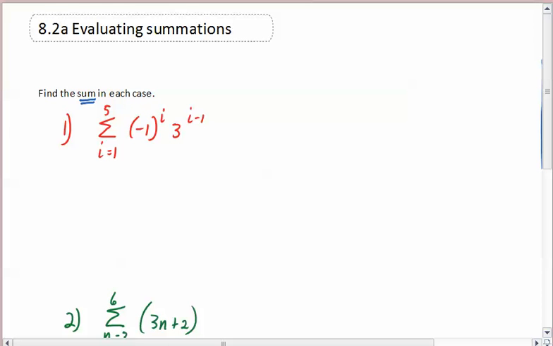So let's take a look at this. We know that this is sigma notation. We've looked at how to write it in the previous video. And this just means that we're going to start with I as 1 and we're going to stop when I is 5. So find the sum in each case. So let's take a look. When I is 1, then this looks like this. Raised to the first power. Then I have times 3 to the 1 minus 1.